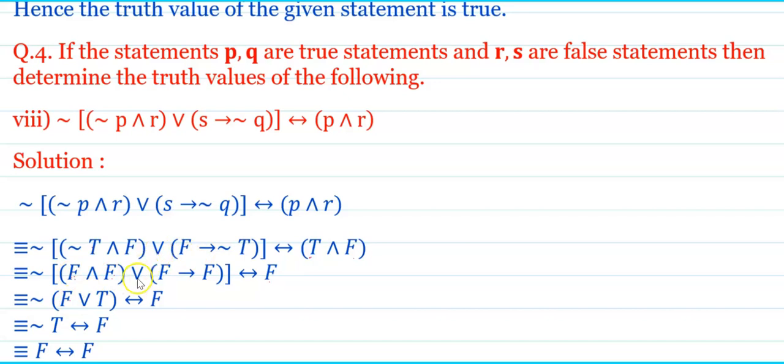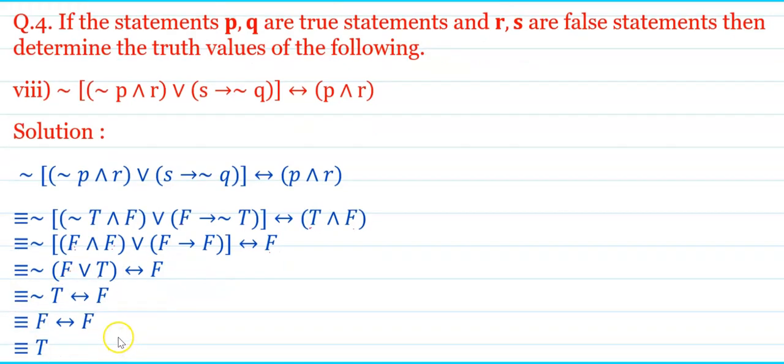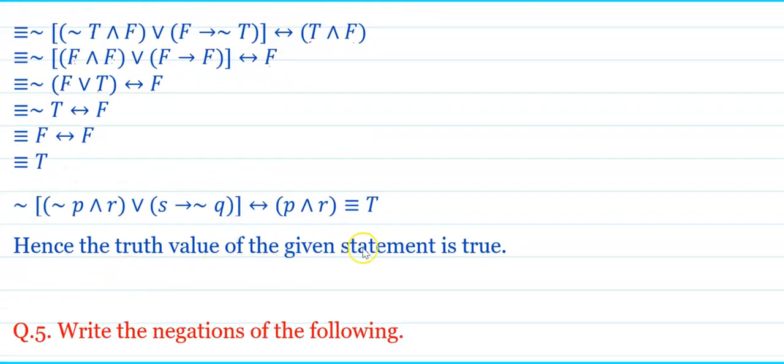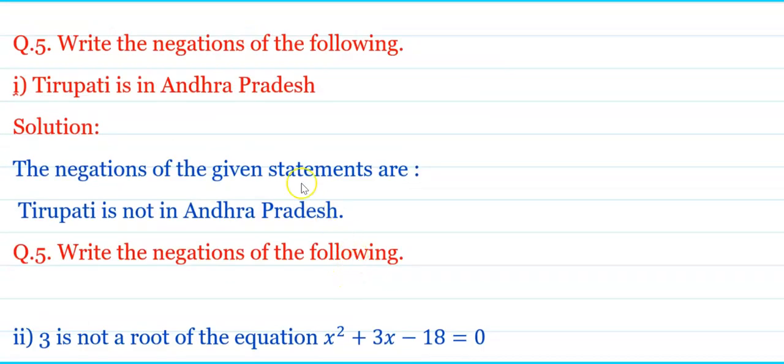See this here, or. F implies negation of T. Negation of T is F. F implies F, it is true. Now what is next? This is the F or T. F or T, that is a T. Negation of T is again F. F double implication F, that is a true. If both are the same, then it is true, and hence the truth value of the given statement is true.